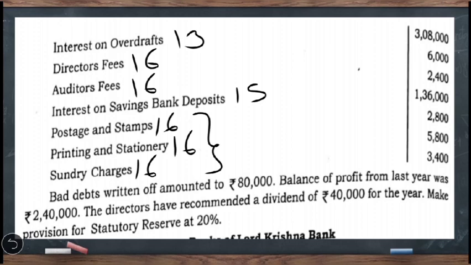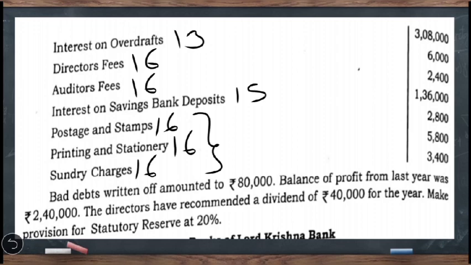Okay. Then balance of profit from the last year was 2,40,000. So this is the profit brought forward from the previous year. So this should be added to the current year's profit in order to calculate what is the total profit available for appropriations. Okay. Then the directors have recommended a dividend of 40,000 for the year. So it should be shown under appropriations.